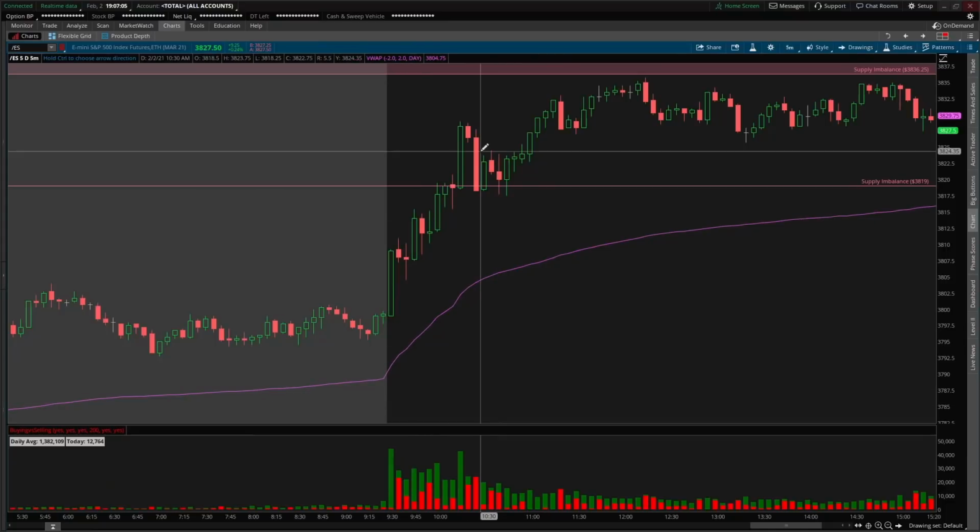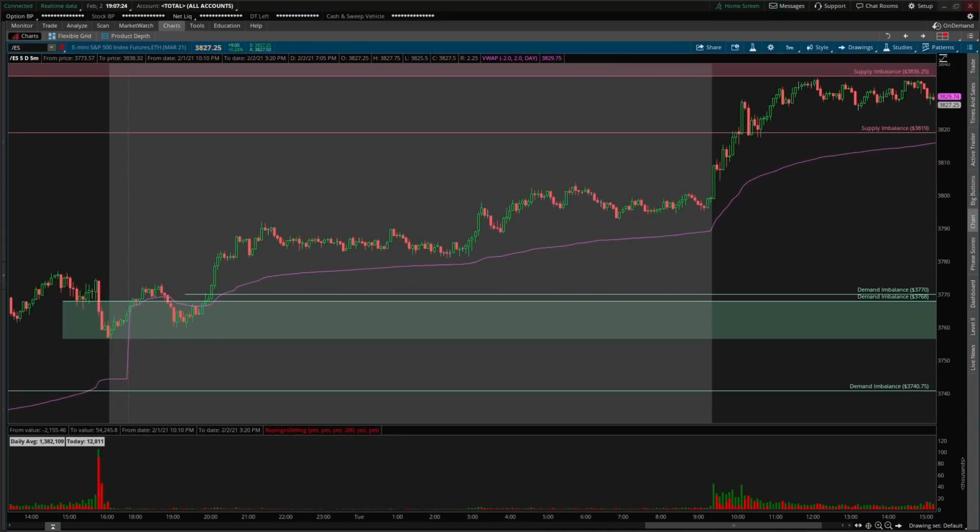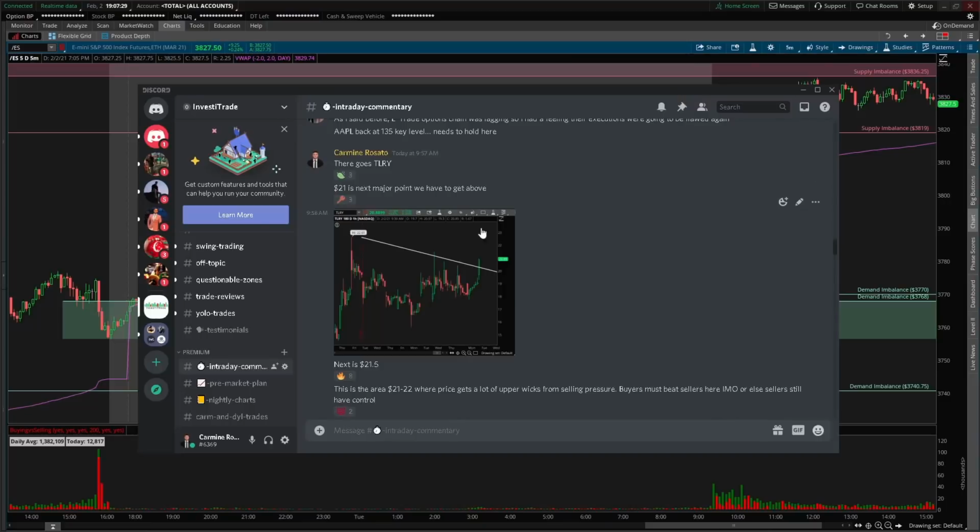We also had supply, but again, supply zones do not mean to short the market. Supply zones are just advertisers to price. We need price to validate us confirming that we could take this trade to the downside. And in this case, buyers and the demand was very strong at supply. So nothing here on the S&P 500. The main trade that I took today, and it was a very big winner, was TLRY.